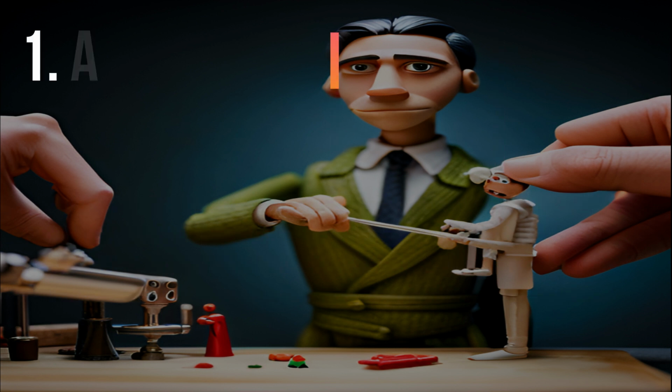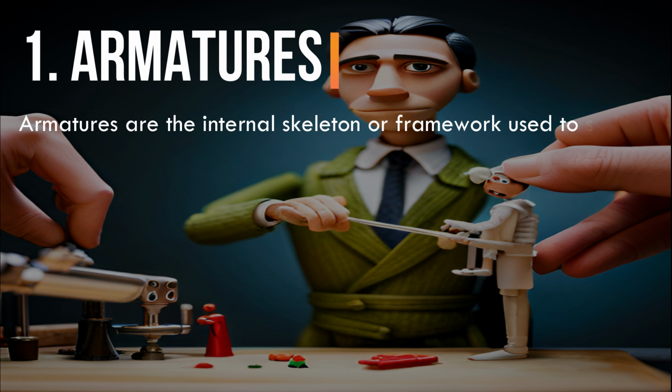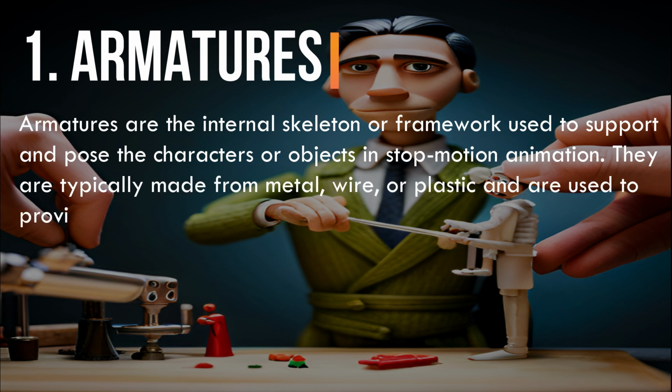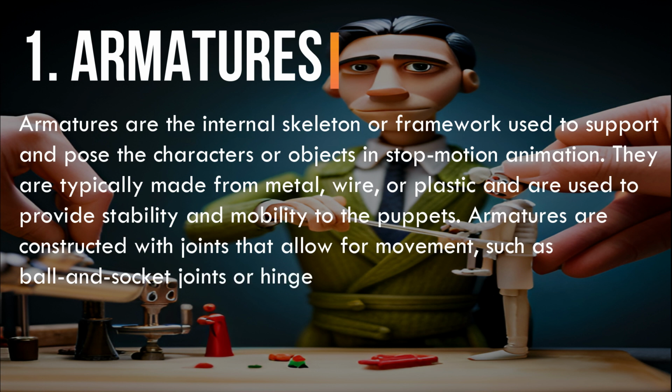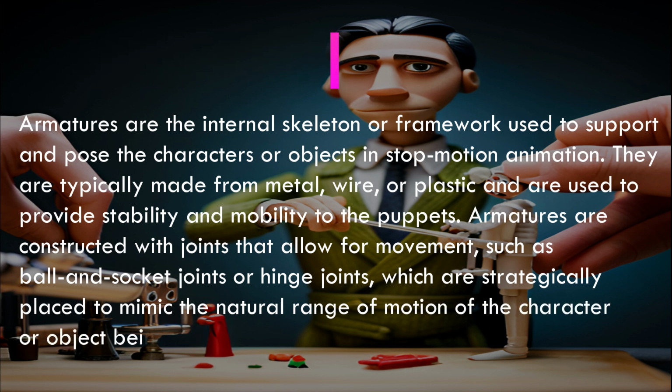1. Armatures. Armatures are the internal skeleton or framework used to support and pose the characters or objects in stop-motion animation. They are typically made from metal, wire, or plastic and are used to provide stability and mobility to the puppets. Armatures are constructed with joints that allow for movement, such as ball and socket joints or hinge joints, which are strategically placed to mimic the natural range of motion of the character or object being animated.